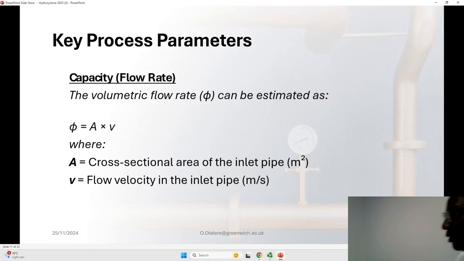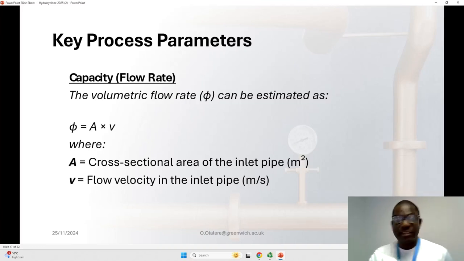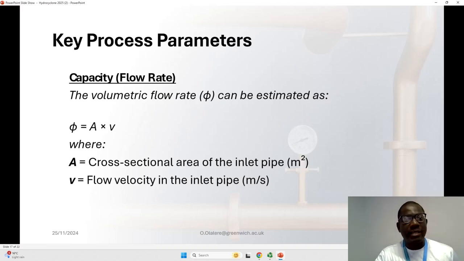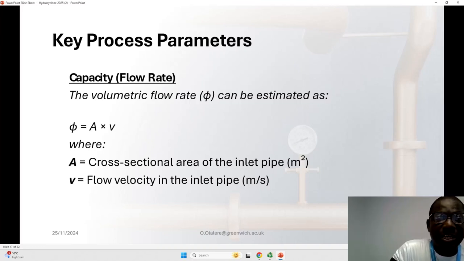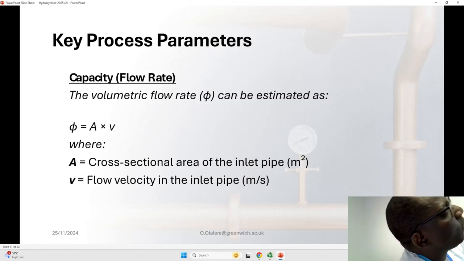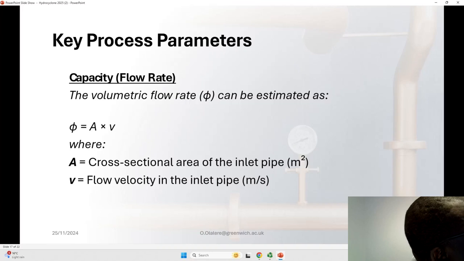Okay, let's look at the calculation part. So we have about 30 minutes more. The first key process parameter is capacity. Capacity is the same thing as flow rate. So the volumetric flow rate is equal to the cross-sectional area of the inlet pipe, multiplied by the flow velocity in the inlet pipe.